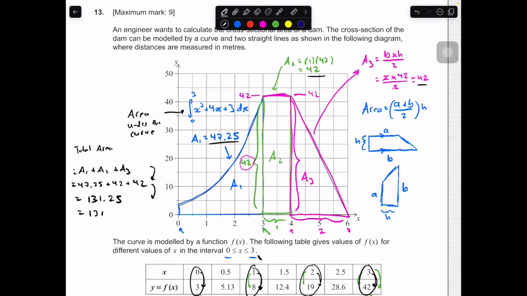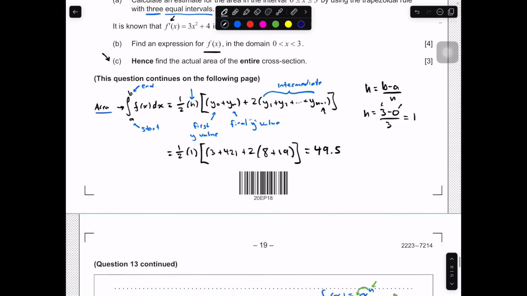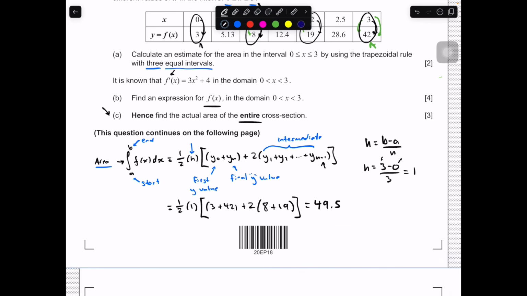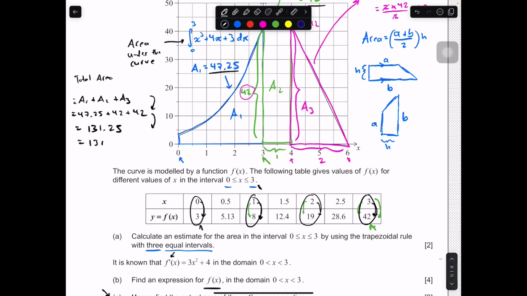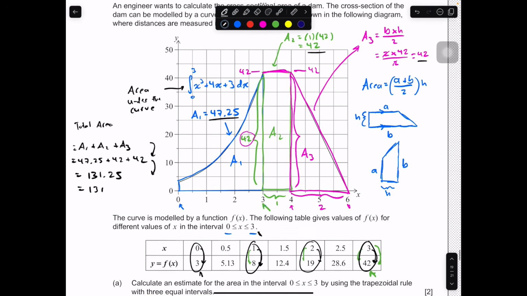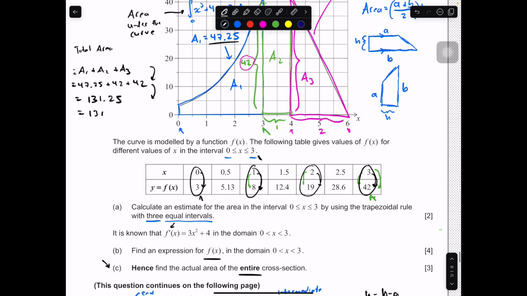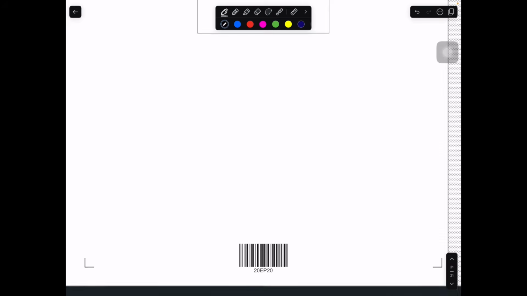Okay, and that is our actual area of the entire cross-section, 131 centimeters in this case, or meters, I suppose. 131 square units in either case. Okay, and I think that was the final question.